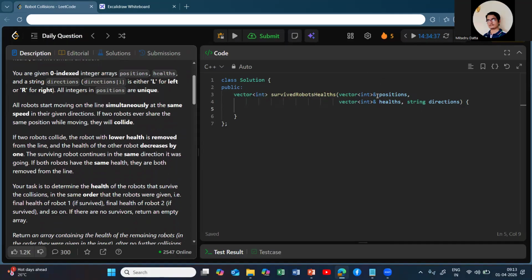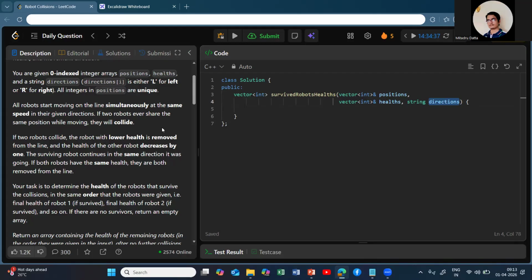Okay, so you will be given three arrays. The first array will show the position of the current ith robot. Health will show the current health of the ith robot, and directions will tell in which direction the robot is moving. It is either left or right. All robots start moving on the line simultaneously at the same speed in their given directions.